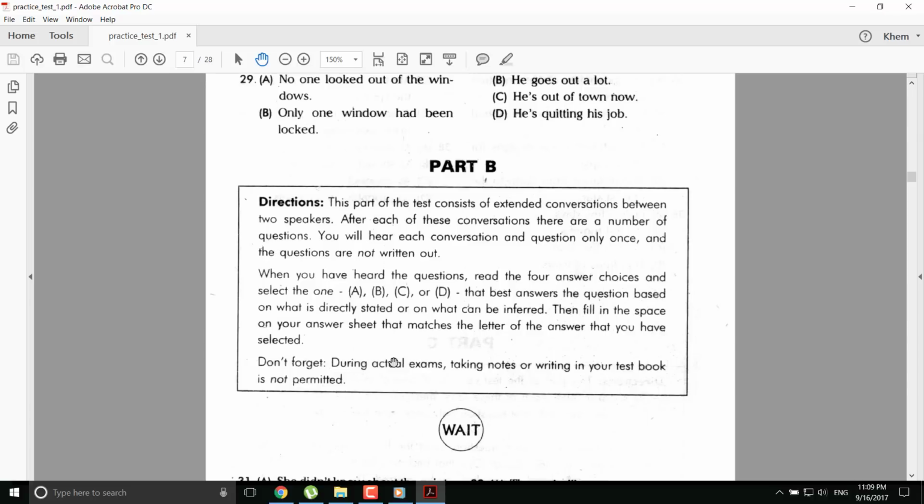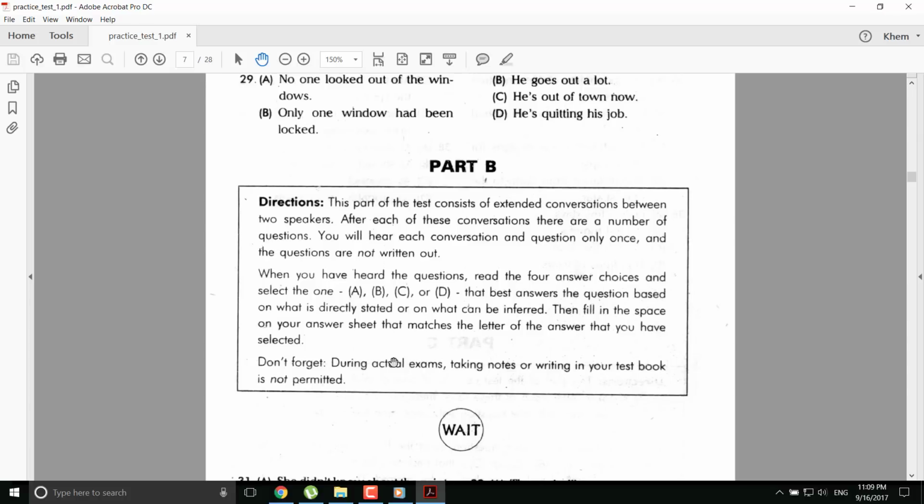Now read along with the directions for Part B in your book, as they are read to you on the tape. Part B. Directions. This part of the test consists of extended conversations between two speakers. After each of these conversations, there are a number of questions. You will hear each conversation and question only once, and the questions are not written out.